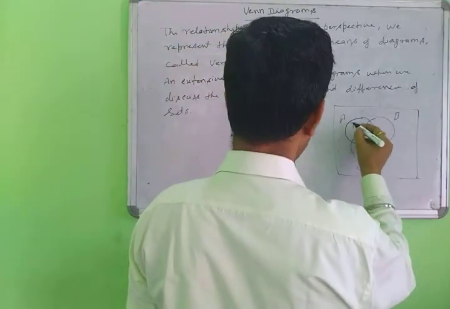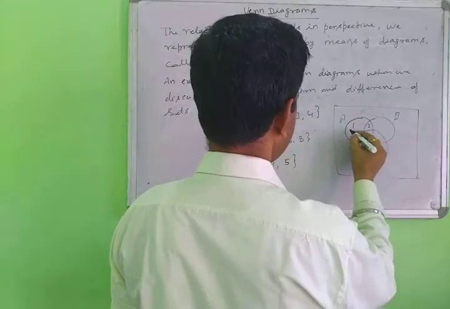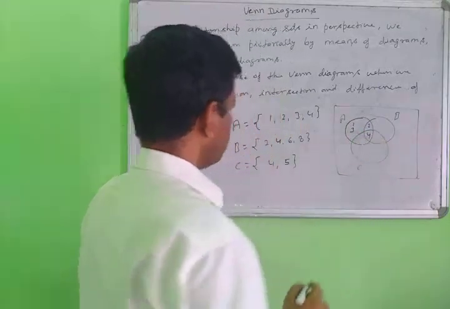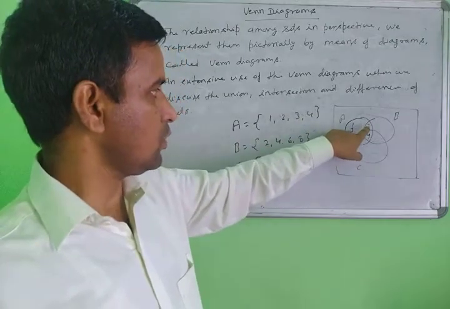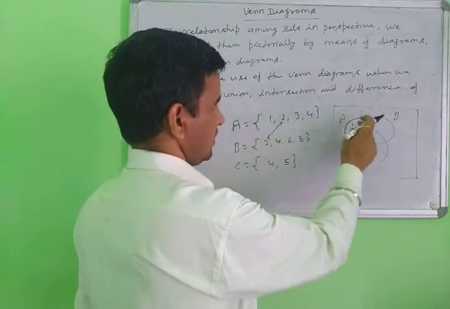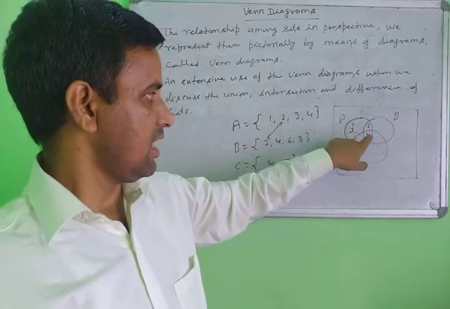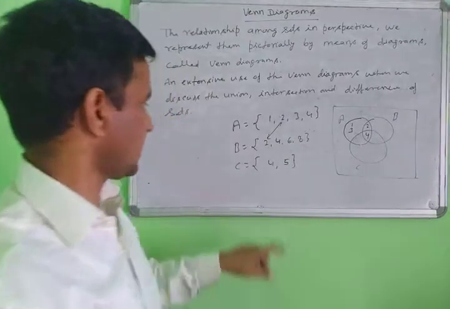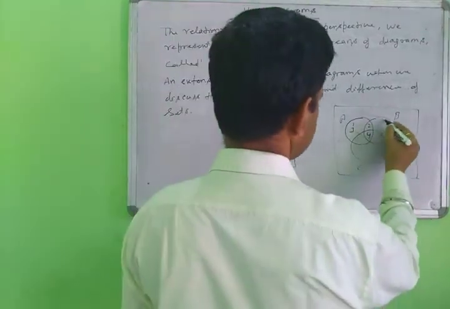Then 1, 2, 3, 4 of set A: 2 is also common to both A and B. This is the intersection part of A and B. And 4 is common to every set A, B, C, so you write 4 in the center. Next, elements of B: 2 already written, 4 already written, then 6 and 8.